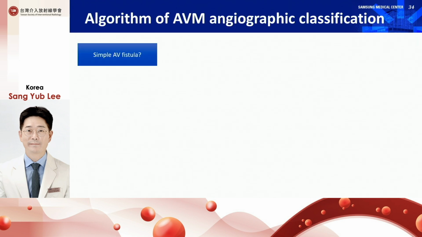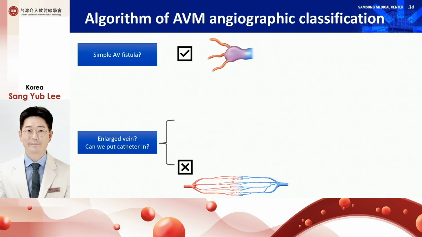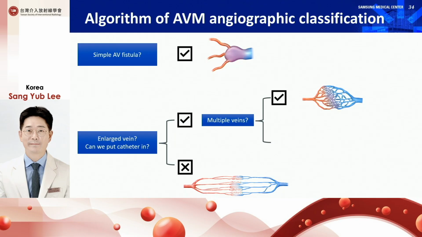And this is the algorithm of how to approach the AVM. Just a simple fistula is type 1, a very simple one. Is there an enlarged vein, or can you put the catheter or needle in? If no, this is type 3A. And if yes, are there multiple veins? Multiple veins is type 3B, and if there is only a single vein, we can consider type 2.